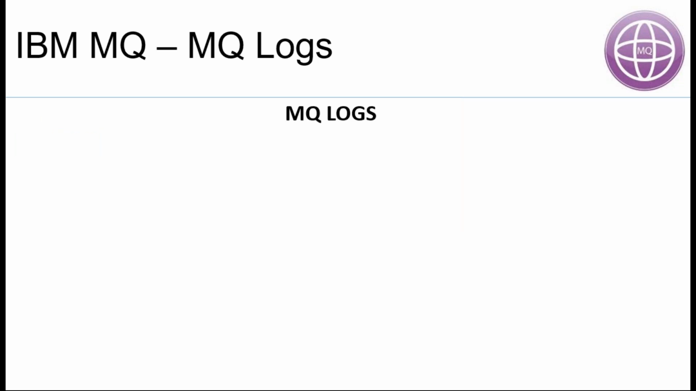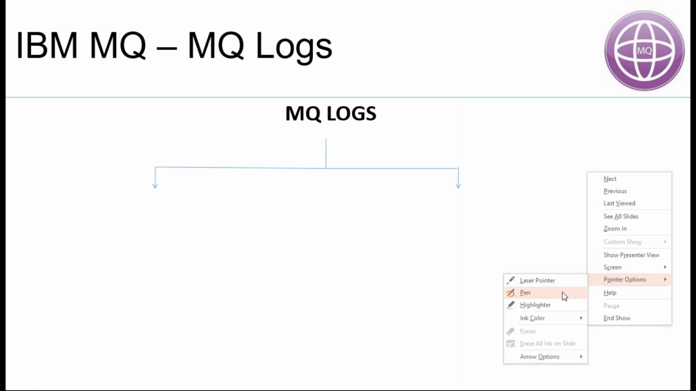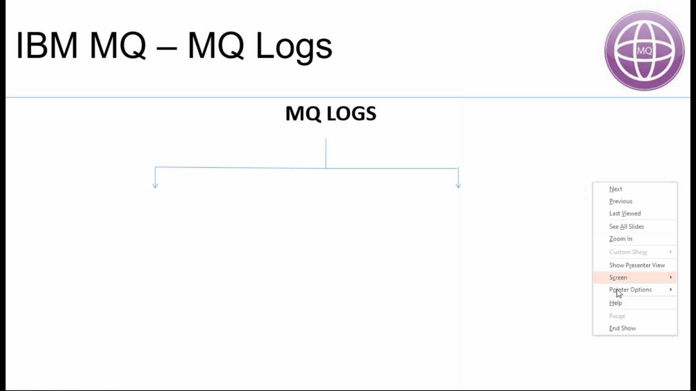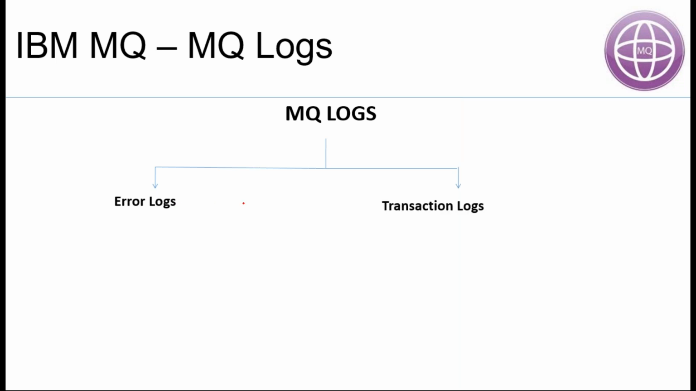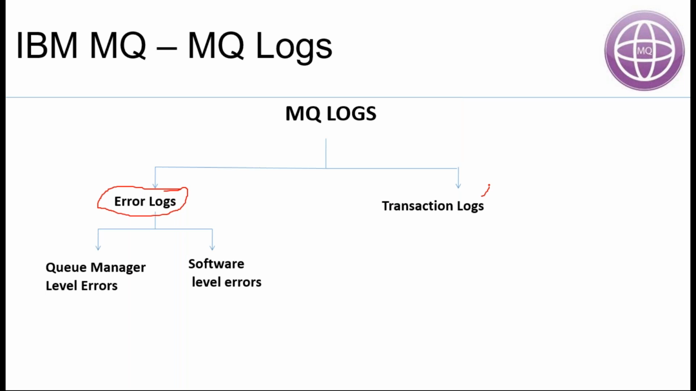Before going to the error log file, I will show you a table now. This will give you a complete picture of how the logs are segregated in IBM MQ. As we already know, MQ has two types of logs: error logs and transaction logs. Today's session, we are going to concentrate on the error logs only. Tomorrow we are going to start with the transaction logs. Error logs are divided into two types: queue manager level errors and software level errors.